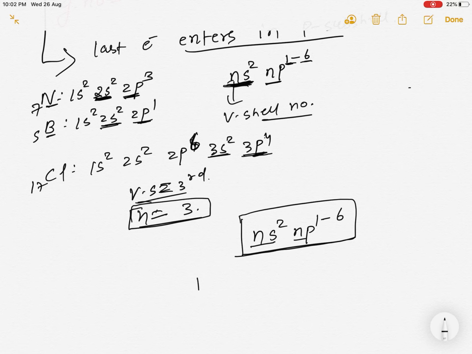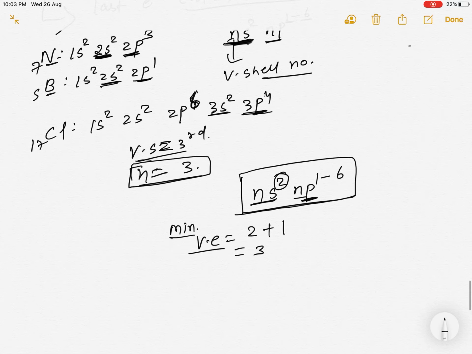Now if you are about to calculate the number of valence electrons for p block, the minimum number of valence electrons for p block can be 2 in s, and when you have the minimum number of electrons in p, that will give the minimum number of valence electrons in the p block elements, right? Because s will always have 2 in the p block element. But what is the minimum number of electrons that p can hold? 1. So you get 3 electrons as the minimum number of valence electrons for the p block elements.